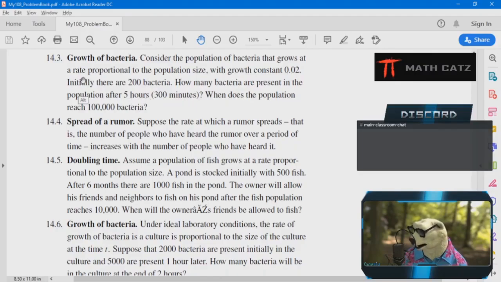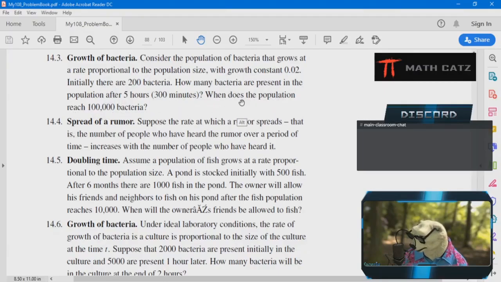The growth rate is proportional to the population size with a growth constant of 0.02. So they give me the growth constant. Initially, there are 200 bacteria. They give me the initial bacteria amount. How many bacteria are present in the population after 5 hours? When does the population reach 100,000 bacteria?